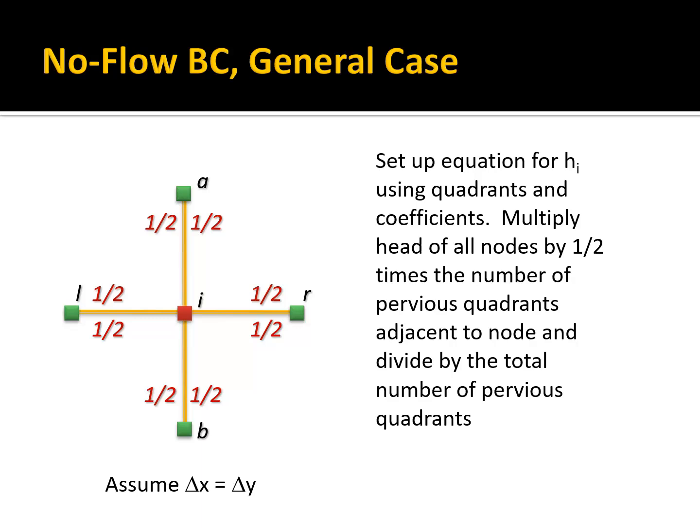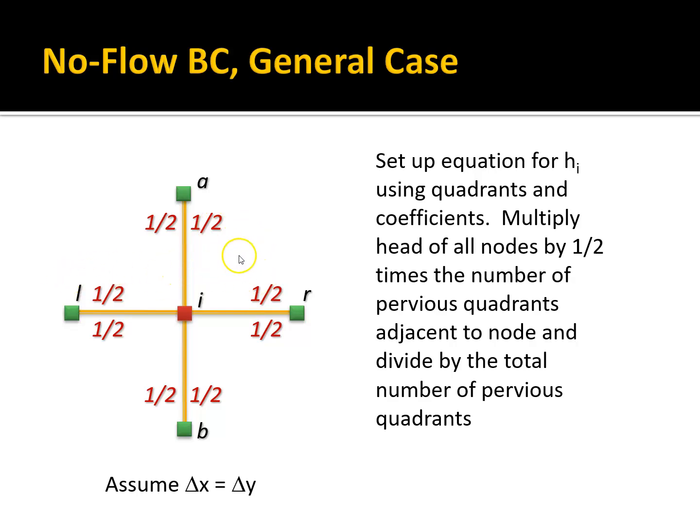Now that we've considered all those cases, it turns out we can generalize this a little bit. There's a simple algorithm you can use for any no-flow boundary, for any combination of impervious quadrants: 1, 2, or 3, you don't do 4, of course. So basically we look at node I, and we multiply each of the nodes by 1/2 times the number of pervious quadrants adjacent to the node, and then divide by the total number of pervious quadrants.